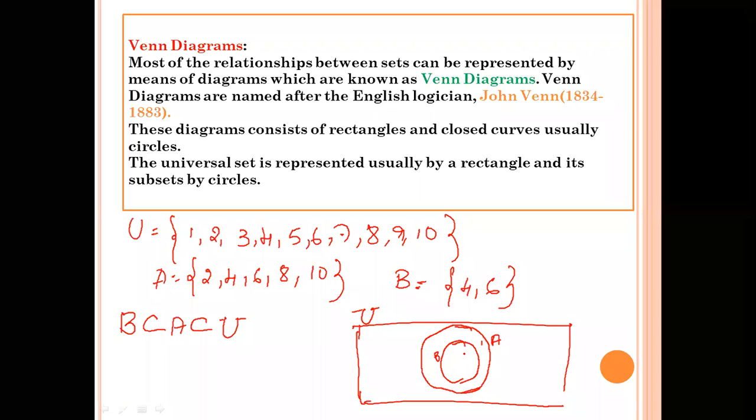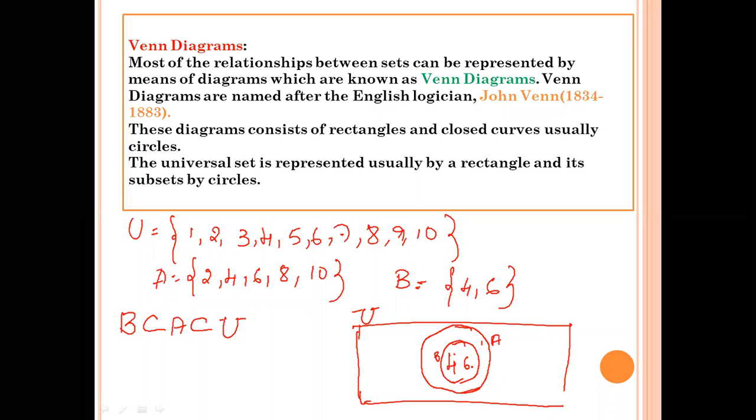Sets we are representing using circles. So A should be the bigger circle and B should be the smaller circle inside it, and U is the universal set, which I have to write as a rectangle. Now you have to tell me what are the elements that I have to write in the first circle, that is the smaller circle. What are the elements that I have to include? 4, 6. When you're writing elements inside a circle or a rectangle, there is no need of putting a comma. Now inside A, which are the elements which I have to include?